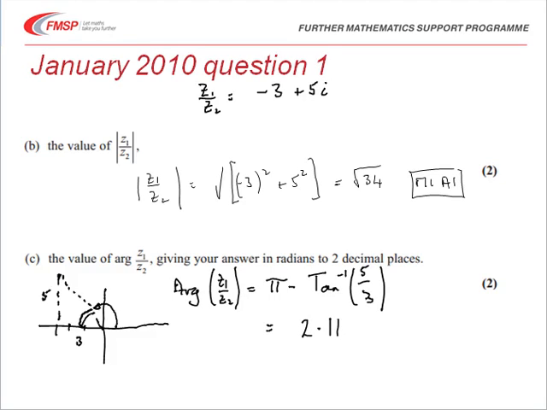So that technique of making sure that you find the correct quadrant of the circle for the argument. The marking there will simply give a method mark and an answer mark, A mark, for the 2 marks of the question.